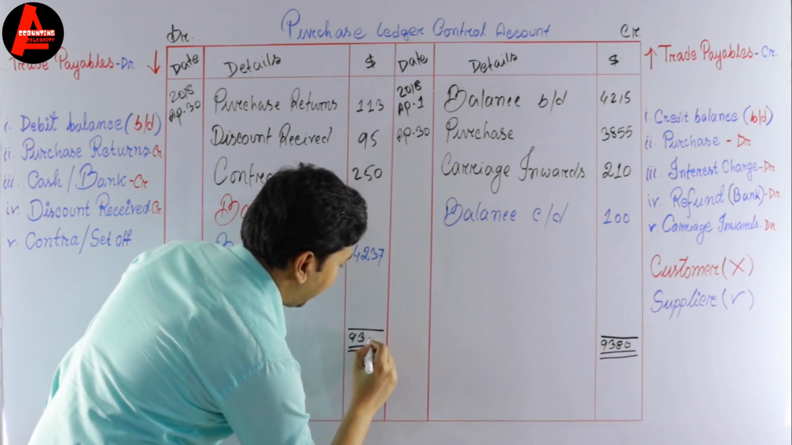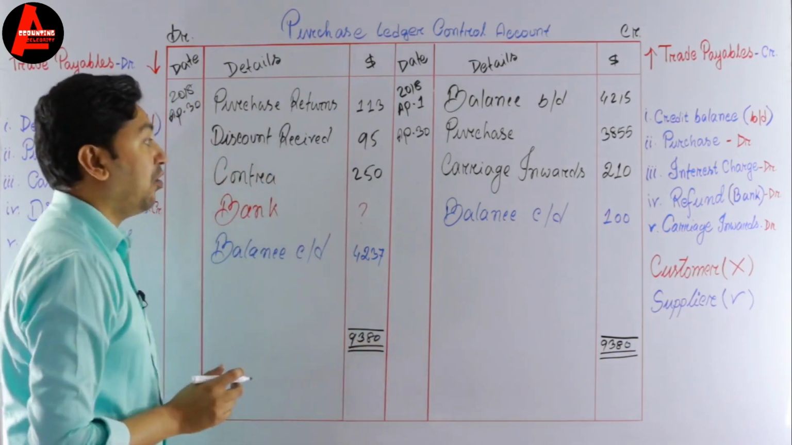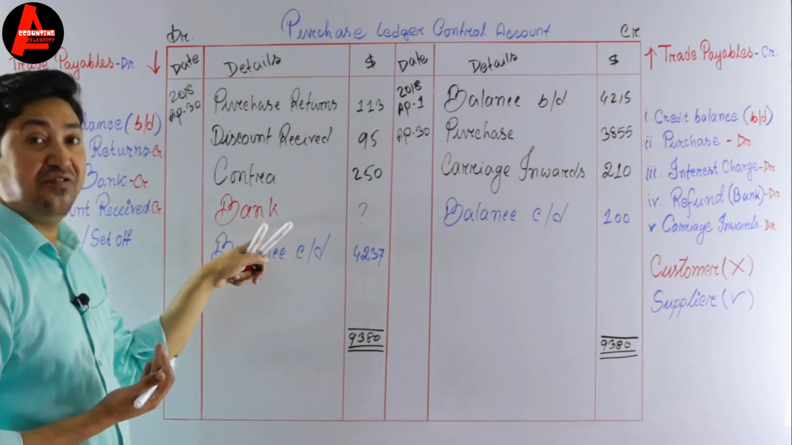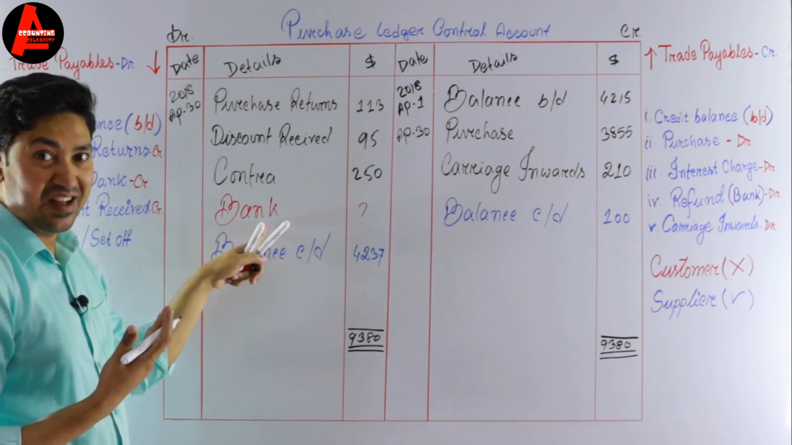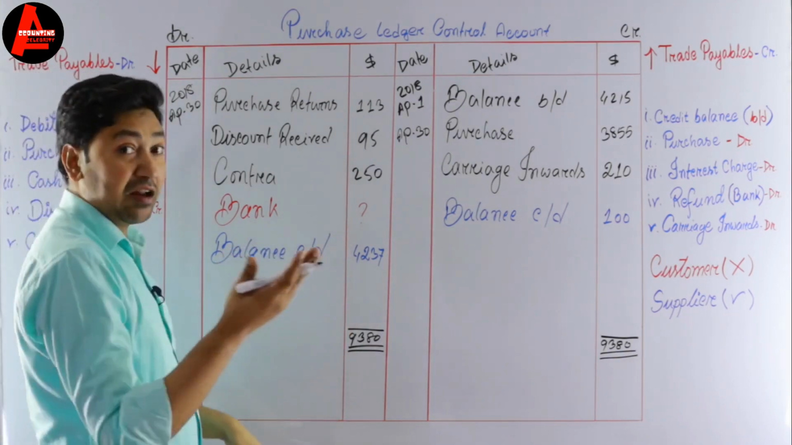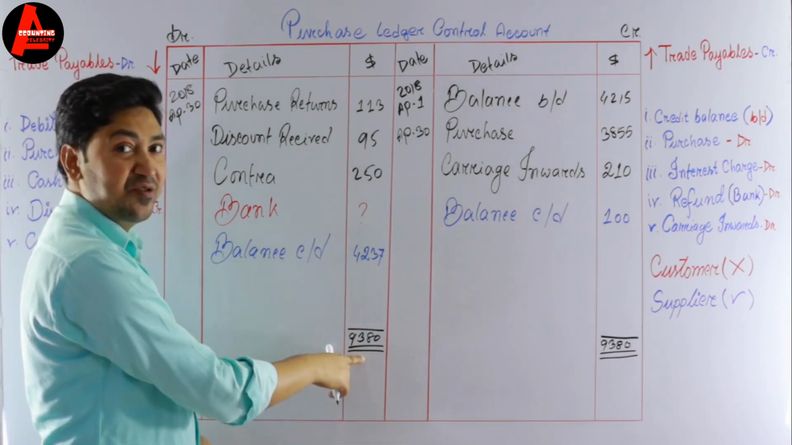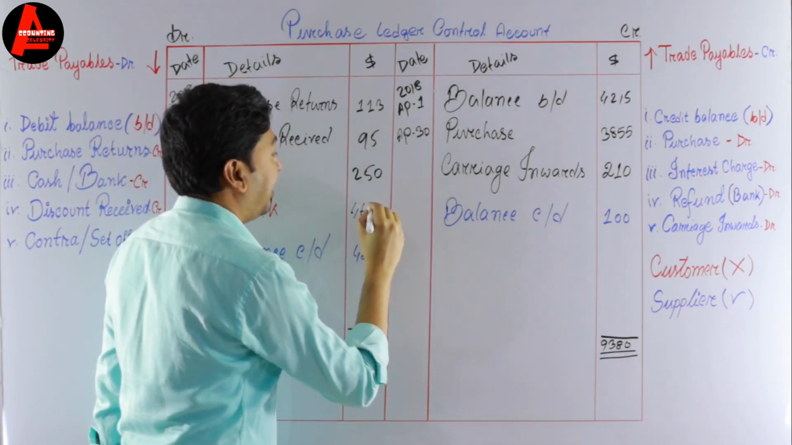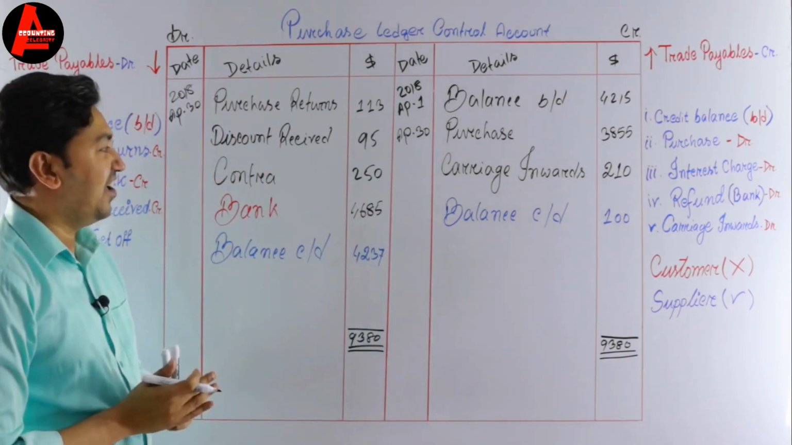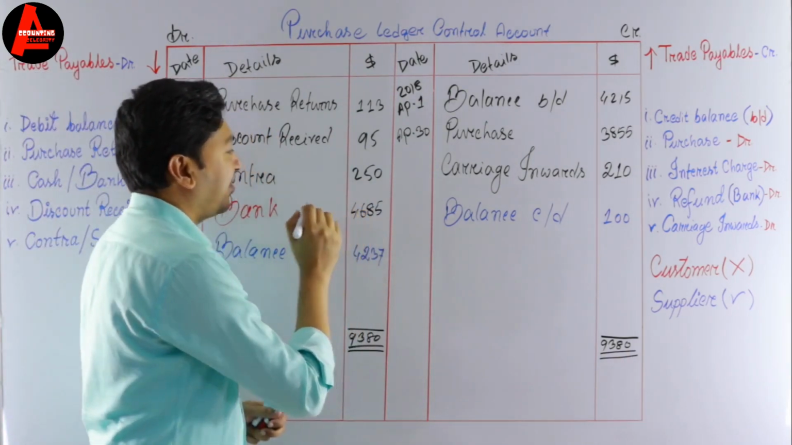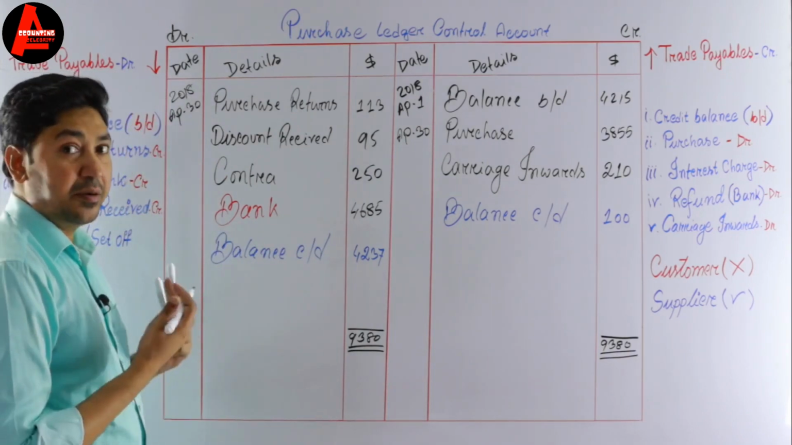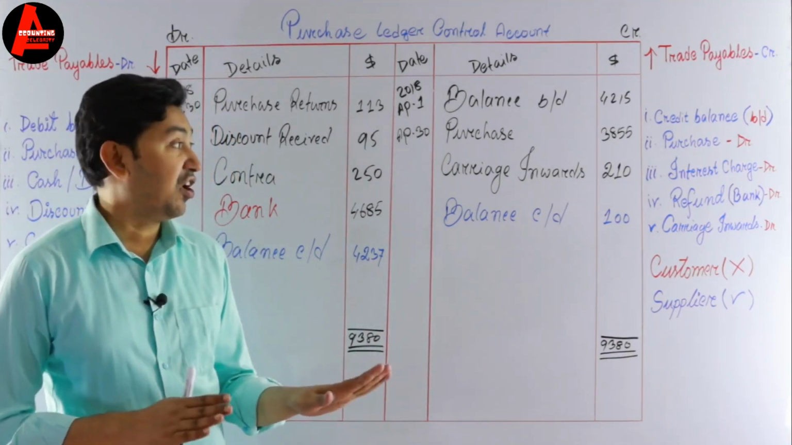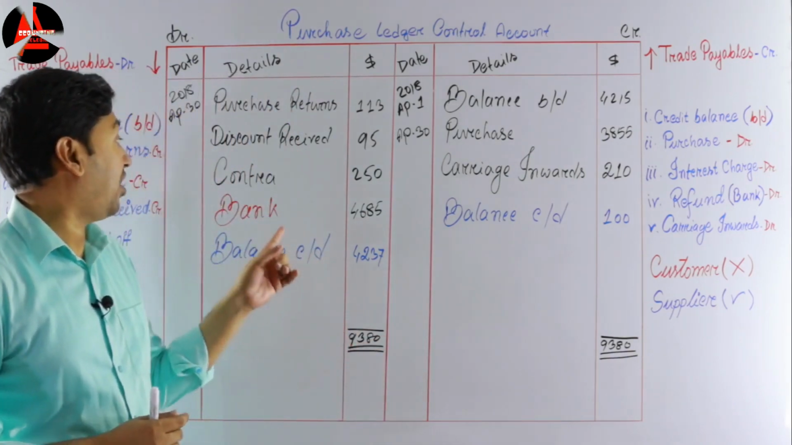So 9380. Now if we subtract all these values, what do we get? We will get the value of bank, how much money we paid to the supplier. So take a calculator, subtract all these values from here. What do you get? If you say we get $4,685, you are correct. So this is how we calculate the bank balance, the amount of money paid to the supplier by check. We recorded all the transactions and calculated the value of bank.